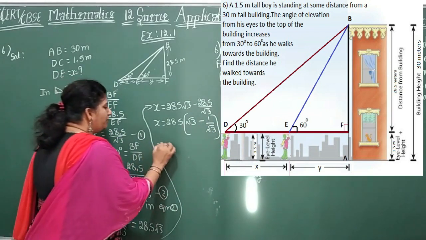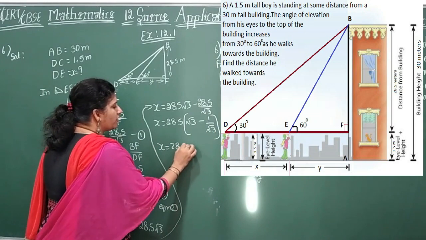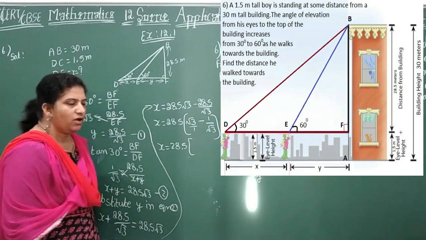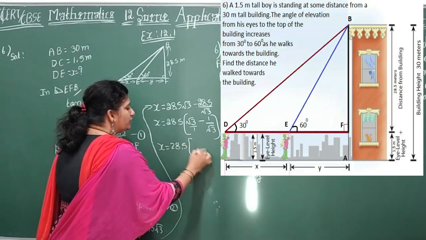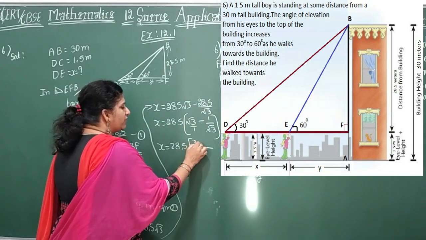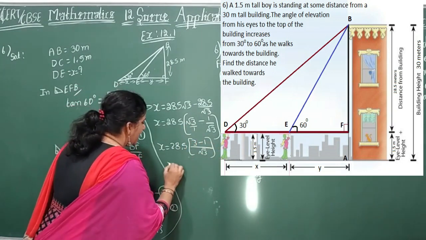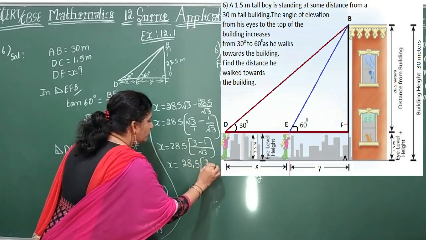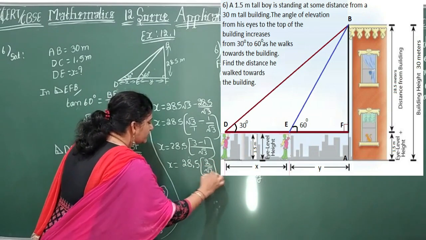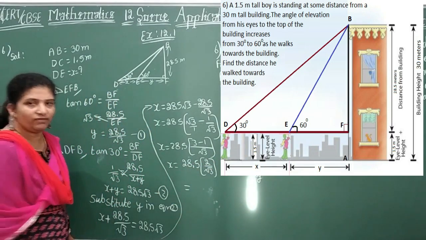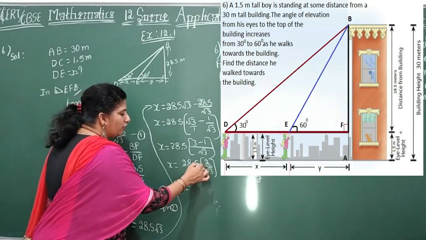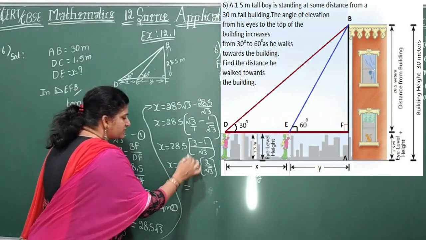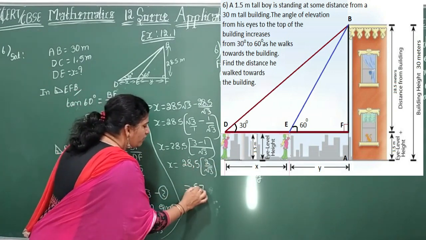Okay, now 28.5 into, what shall we do now? Let's do the LCM. 1 and root 3, LCM will be root 3. Root 3 into root 3 will be 3 minus 1. X is equal to 28.5 into 2 by root 3. What is 28.5 into 2, children? Look here carefully. 2 5s are 10. Let's skip the 0. Then 8 2s are 16, 17. 2 2s are 4, 5.